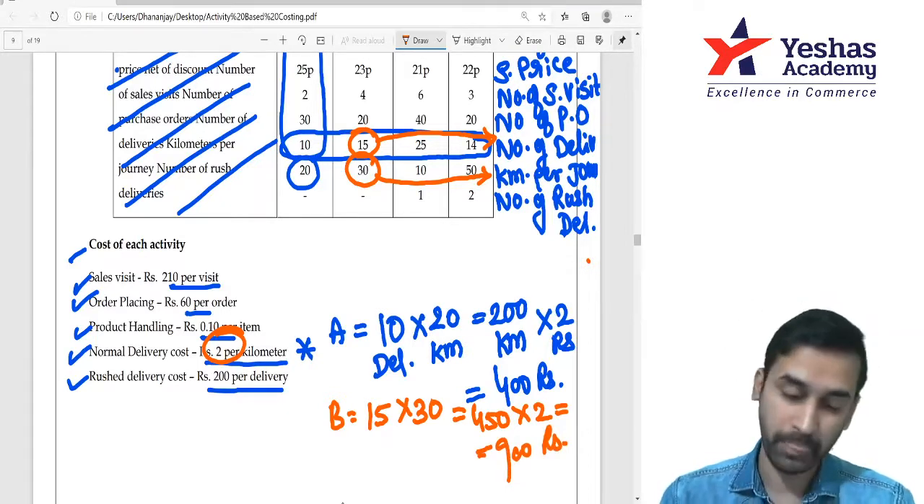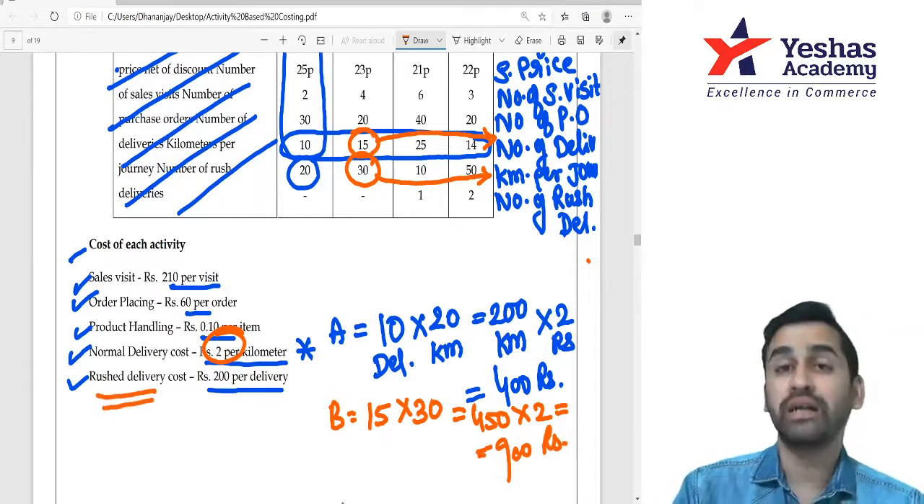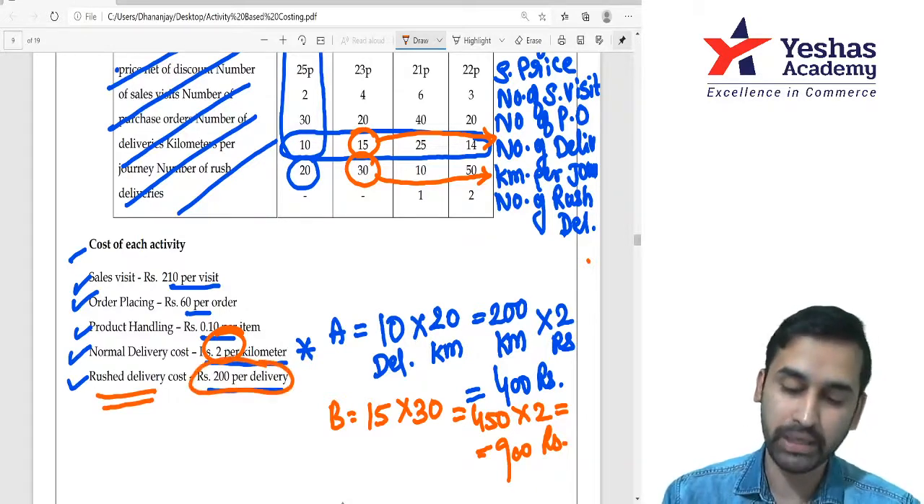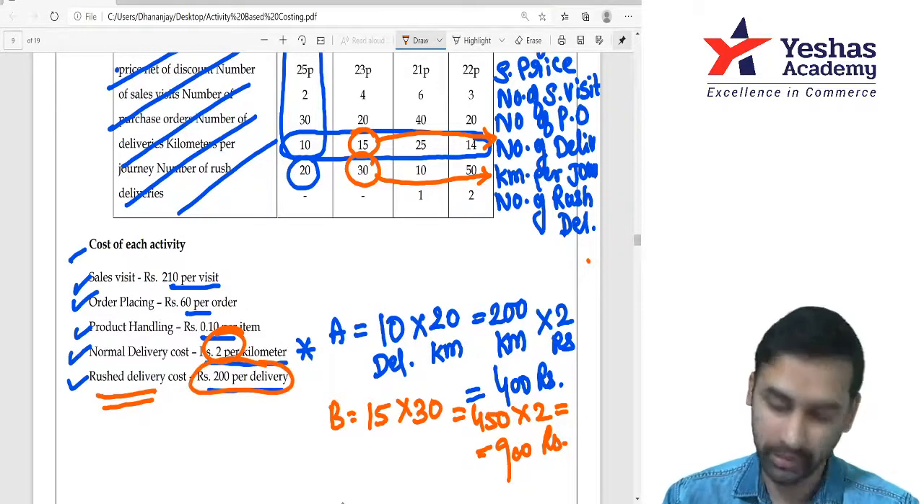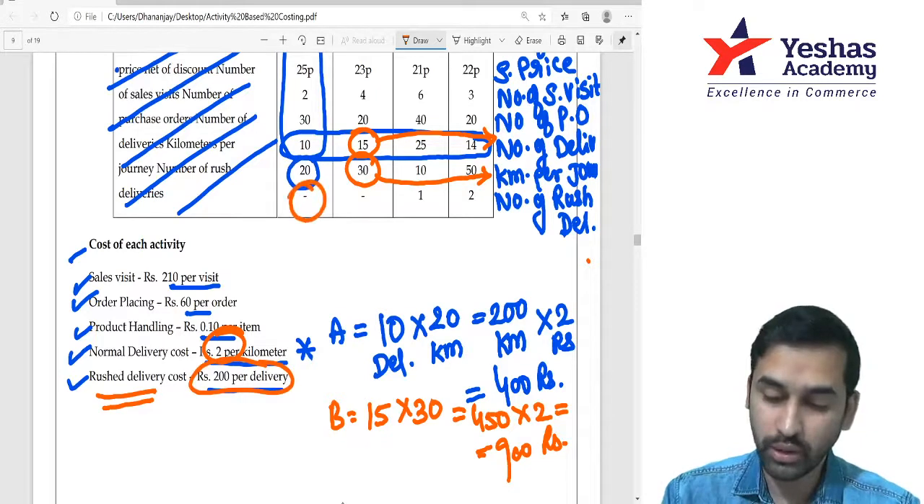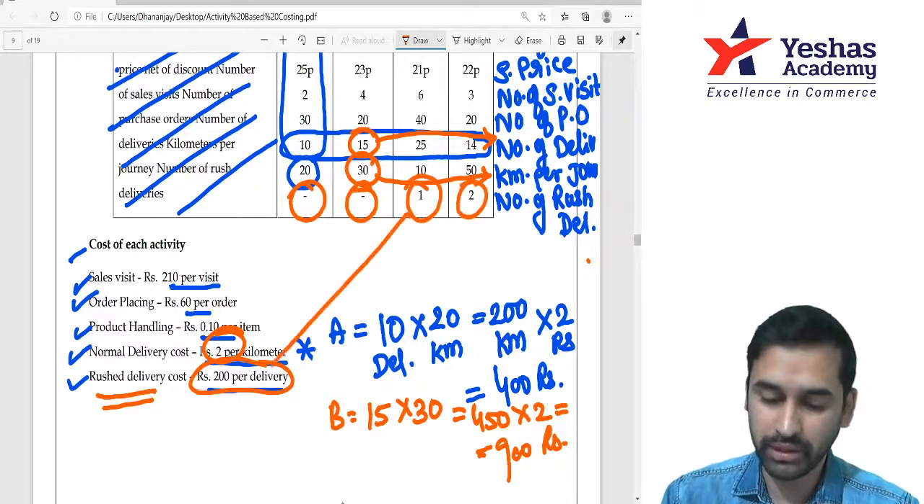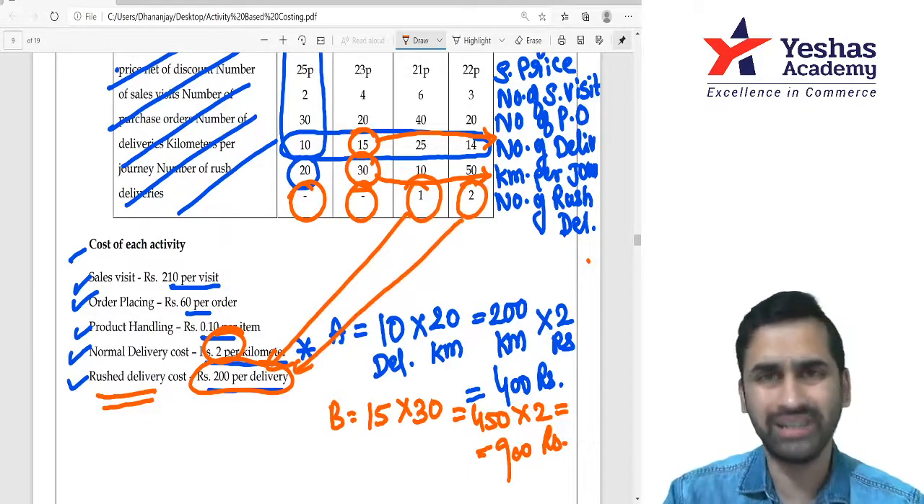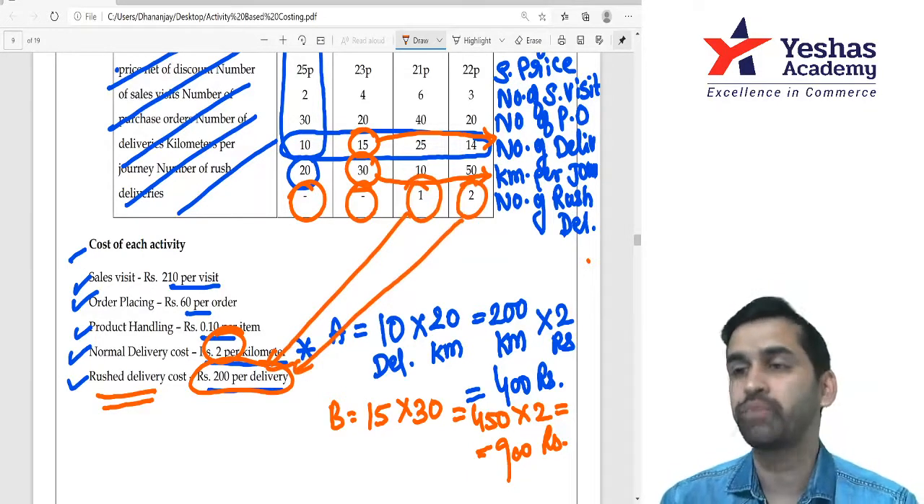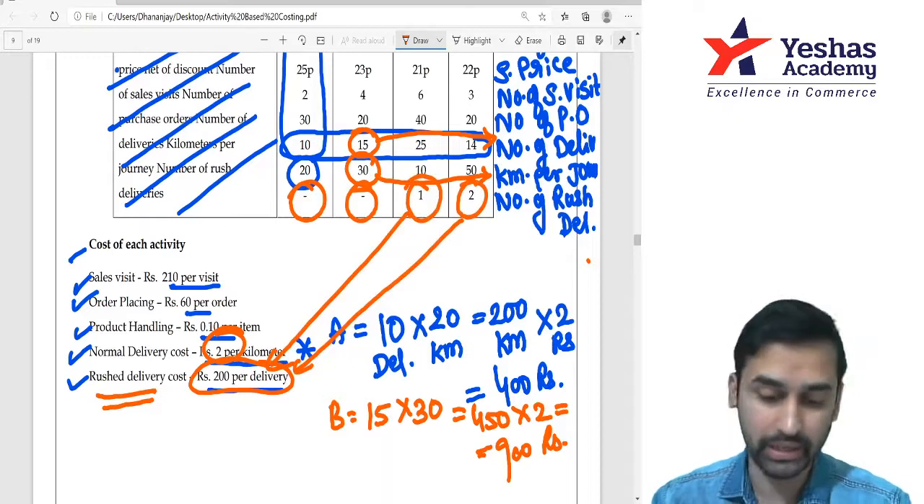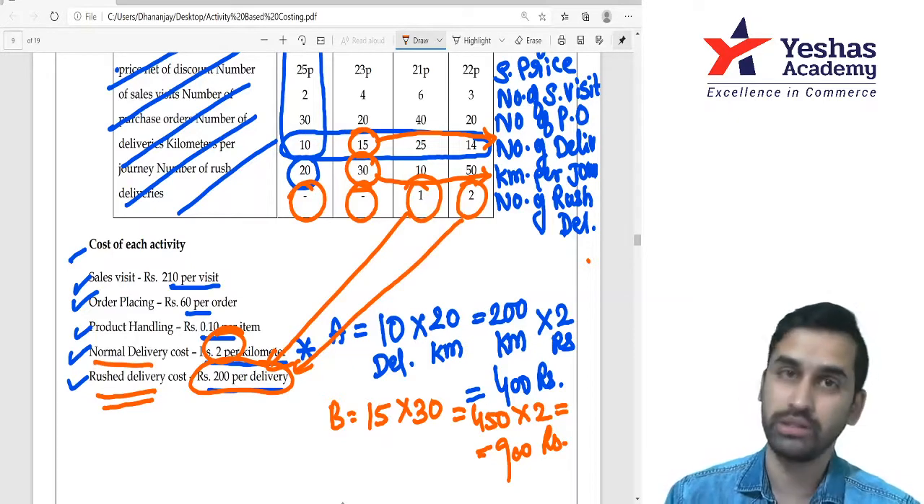Got it? Sir, what about rush delivery? Rush delivery, they said 200 per delivery. They did not say per kilometer. How many rush deliveries? 0 and 0 for first 2. Here 1 and 2. So simply 1 into 200, 2 into 200. That is easy. That is straight simple. Only thing where you may get confused is normal delivery cost.